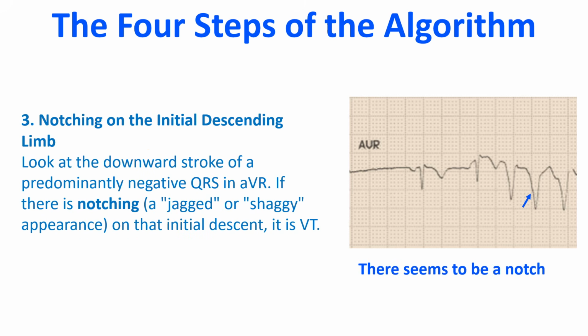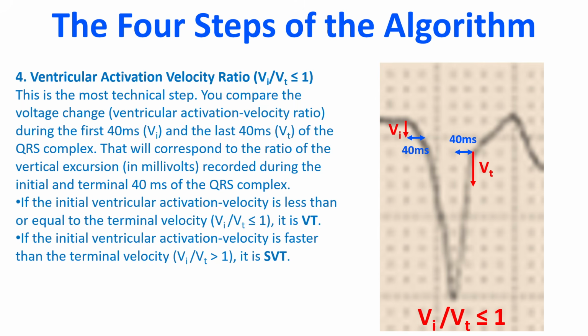Notching on the initial descending limb. Look at the downward stroke of a predominantly negative QRS in AVR. If there is notching, a jagged or shaggy appearance on that initial descent, it is VT. Ventricular activation velocity ratio, Vi/Vt, less than or equal to 1. This is the most technical step.